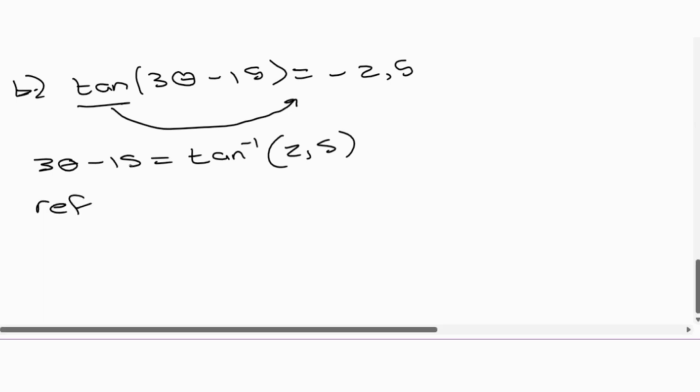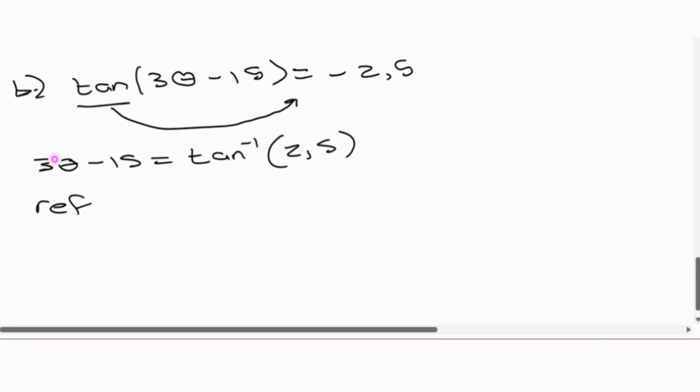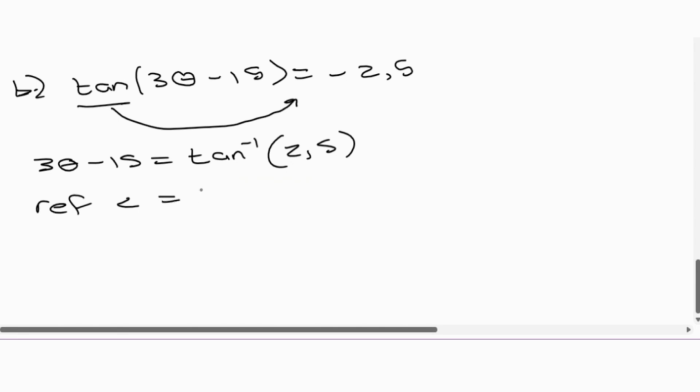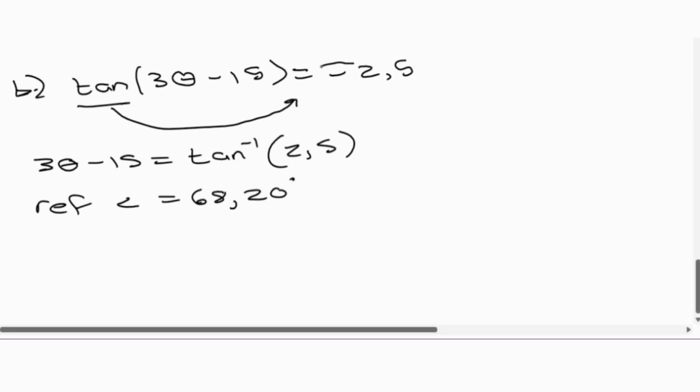Now, because there are no ratios on this side, we are going to leave this side as it is. If there were ratios still on this side, then we would have to sort some things out. But there are no ratios on this side anymore. So that means we're going to leave this side as it is, and this side is going to give us my reference angle. So then your reference angle is going to be equal to 68.20 degrees.